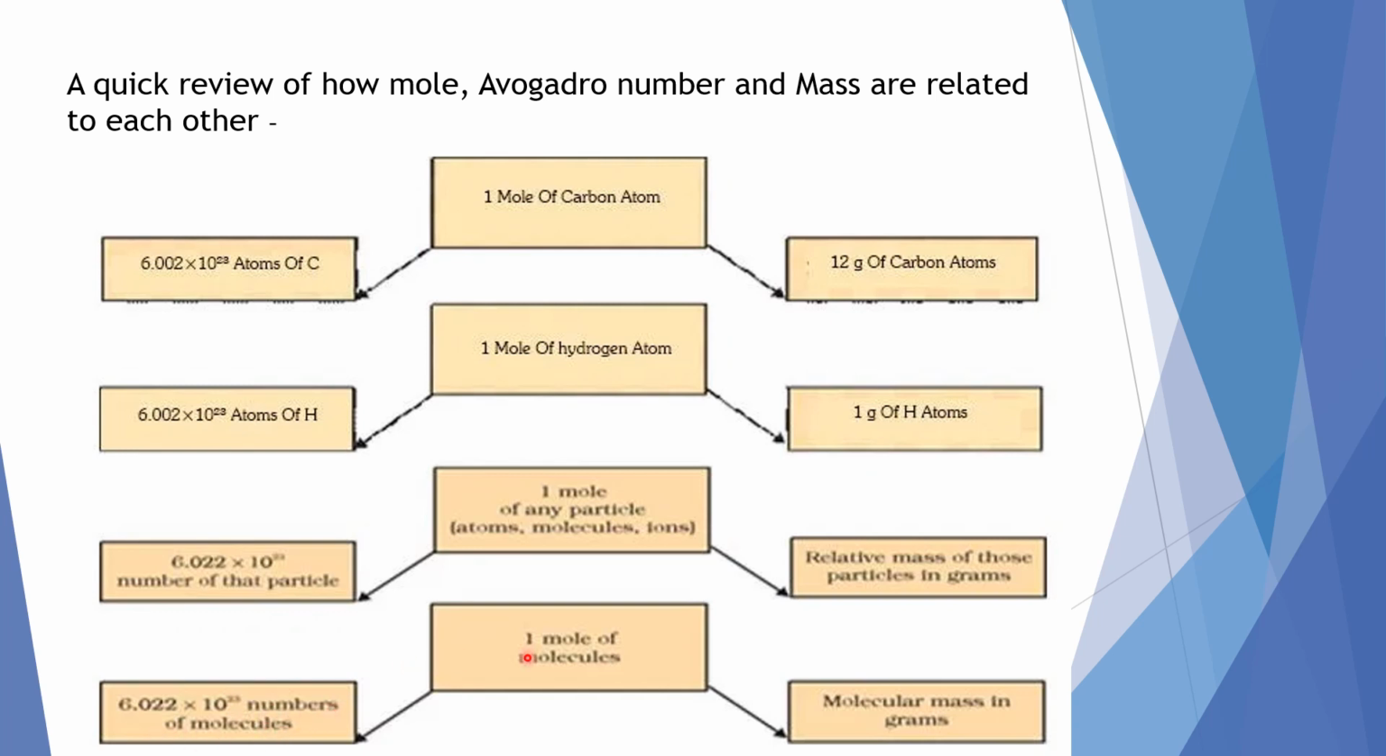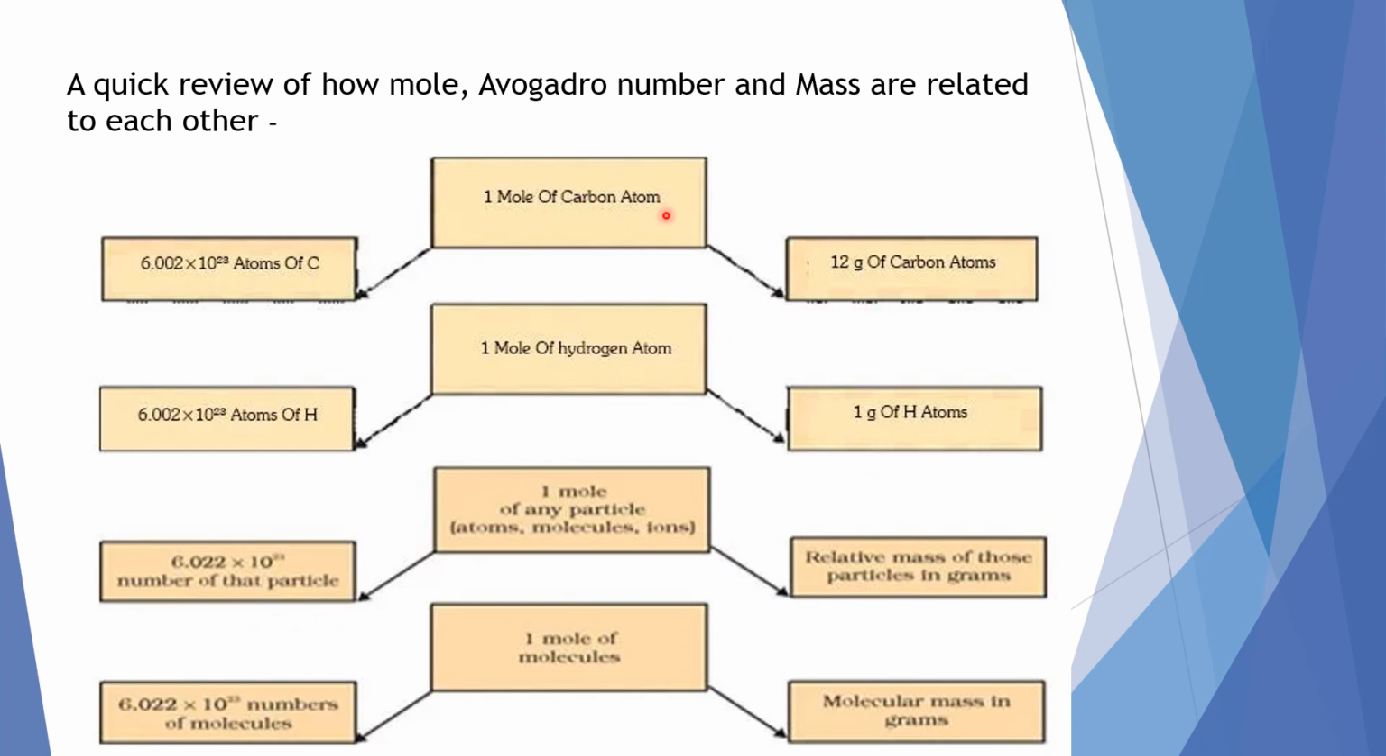Got it? So 1 mole means that is the number, same like 1 dozen. 1 dozen carbon means 12. 1 dozen hydrogen also contains 12. 1 dozen of any particle also contains 12. Think of it the same way. 1 mole means this number, 6.022 into 10 power 23. Now let us take this other side also.